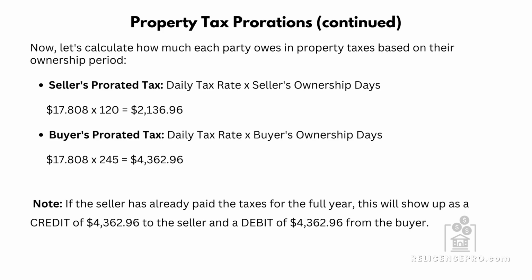Note that if the seller has already paid the taxes for the full year, this will show up as a credit of $4,362.96 to the seller and a debit of $4,362.96 from the buyer. So you see what we did here?